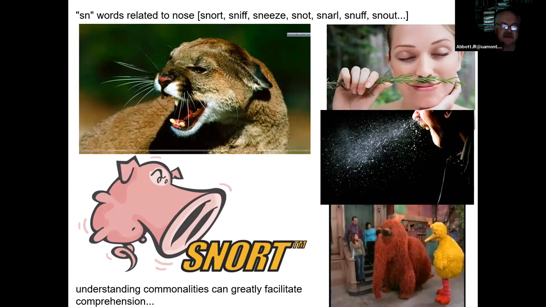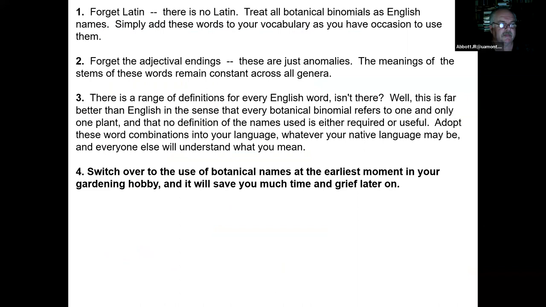If you learn the basic root words, it's kind of like understanding the snuff. If you think about most of the words that we use in English that start with an SN, they're actually related to the nose. There are going to be some exceptions out there. But everything from the snuffleupagus to a pig snorting has to do with the fact that somehow in the past, our ancestors used snuff to refer to things associated with the nose, right? So if you can understand commonalities, it makes it much, much easier to comprehend the words that are being used.